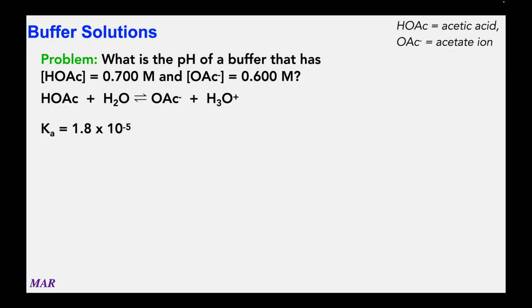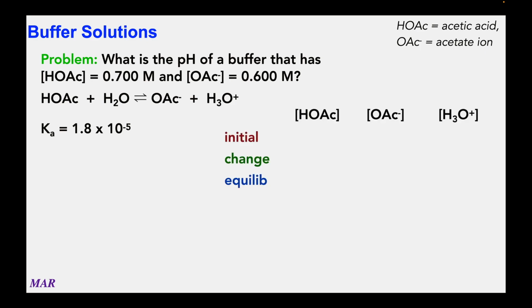So let's say you want to find the pH of a buffer that has an acetic acid concentration of 0.700 moles per liter and an acetate concentration of 0.600 moles per liter. All right, no problem. What we would do is set up a Ka expression. The acid plus water makes the conjugate base plus hydronium. And the Ka for this is 1.8 times 10 to the minus 5, which again you can look up in a table. So what you would do is set up an ICE table.